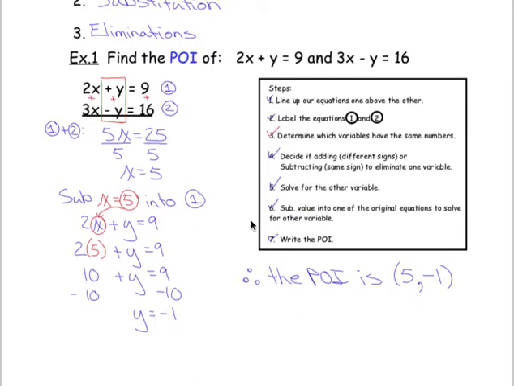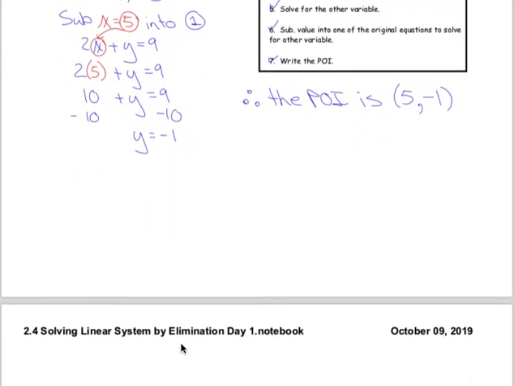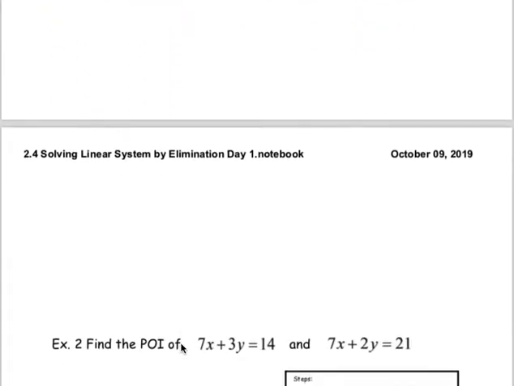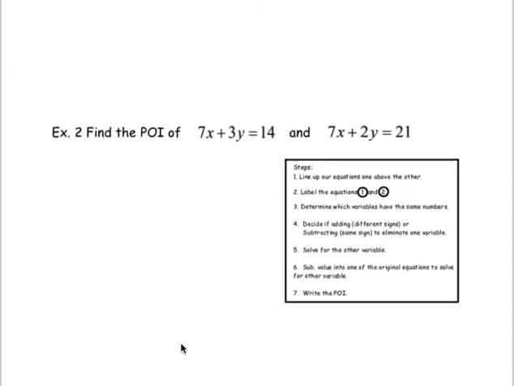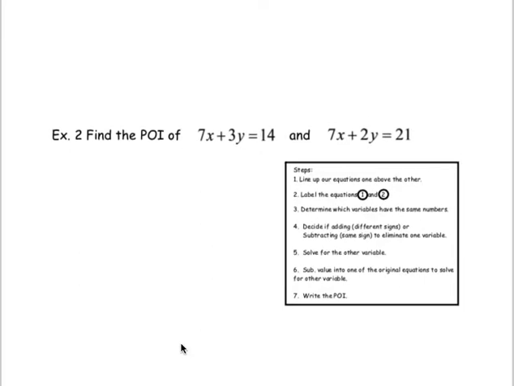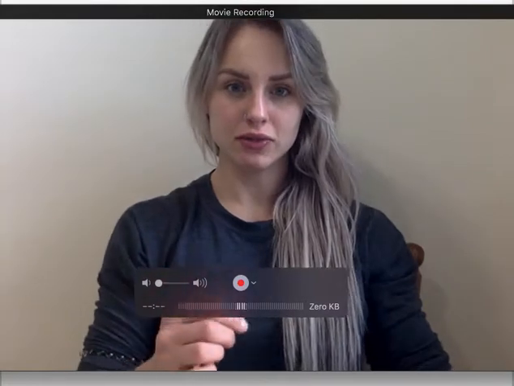So our point of intersection is x is 5 and y is negative 1. Now we're going to go through this question here together, on my baby whiteboard is what I mean. So I'm going to jump you guys over here.